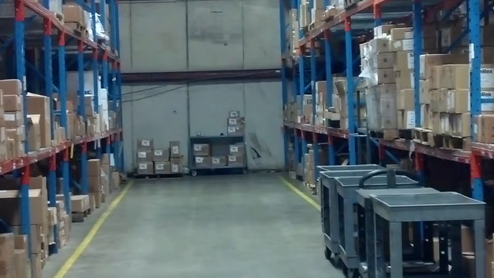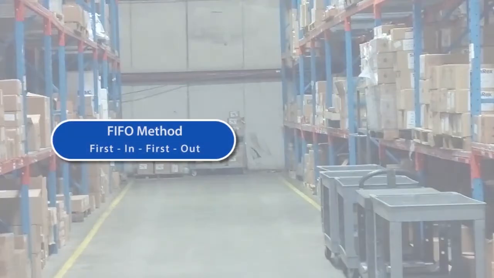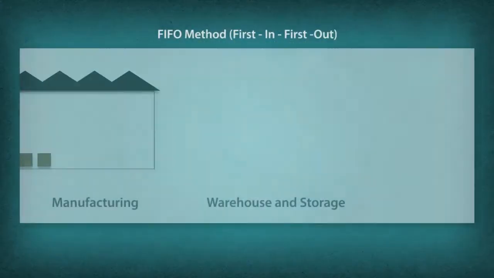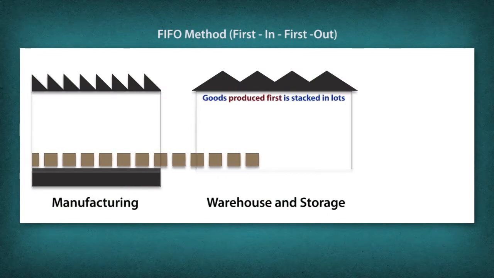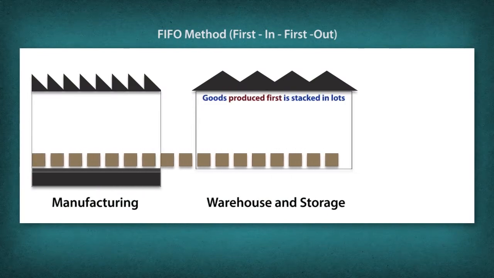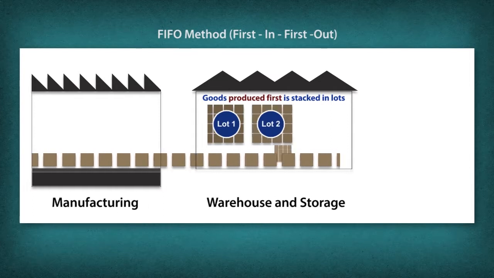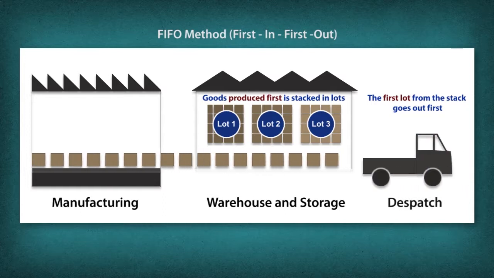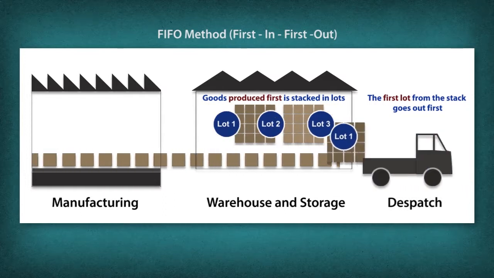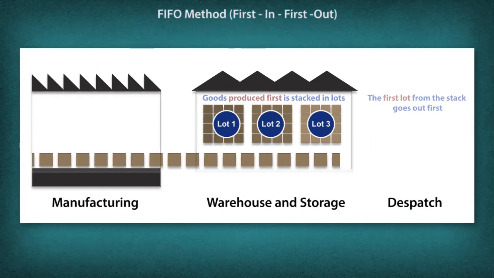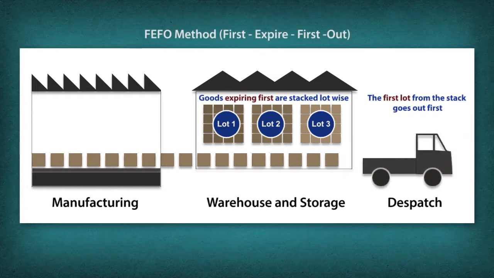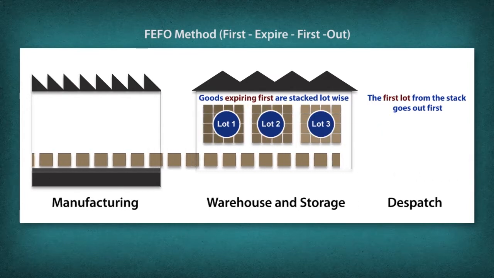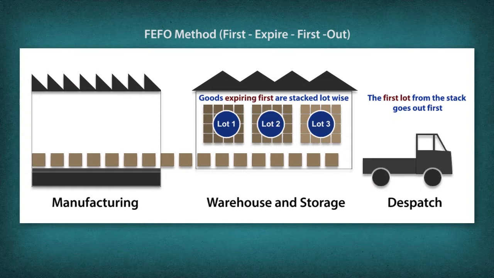Stock rotation system like FIFO and FEFO are applied. FIFO, first in, first out, is a stock rotation system that dispatches processed food depending on the order in which it is produced. FEFO, first expired, first out, is a stock rotation system wherein products that need to be consumed earlier are shipped first.